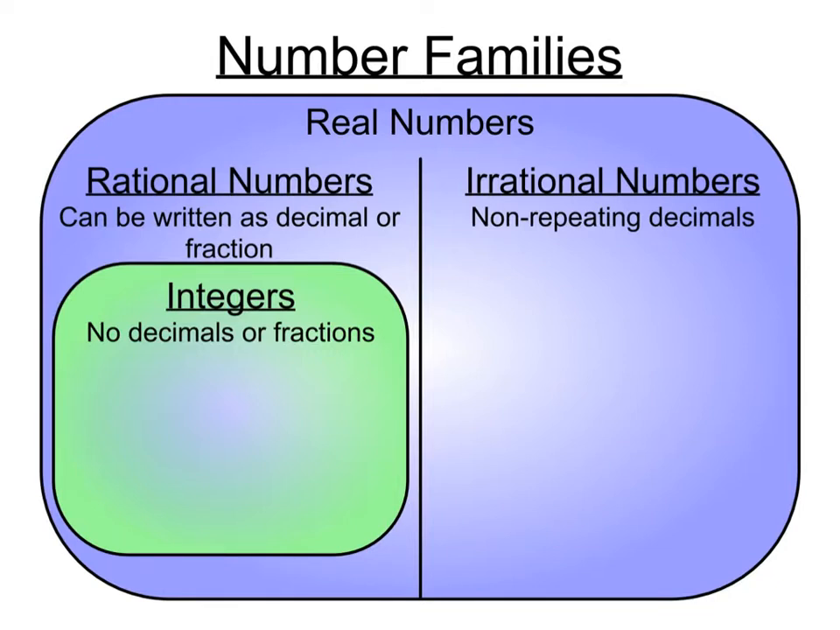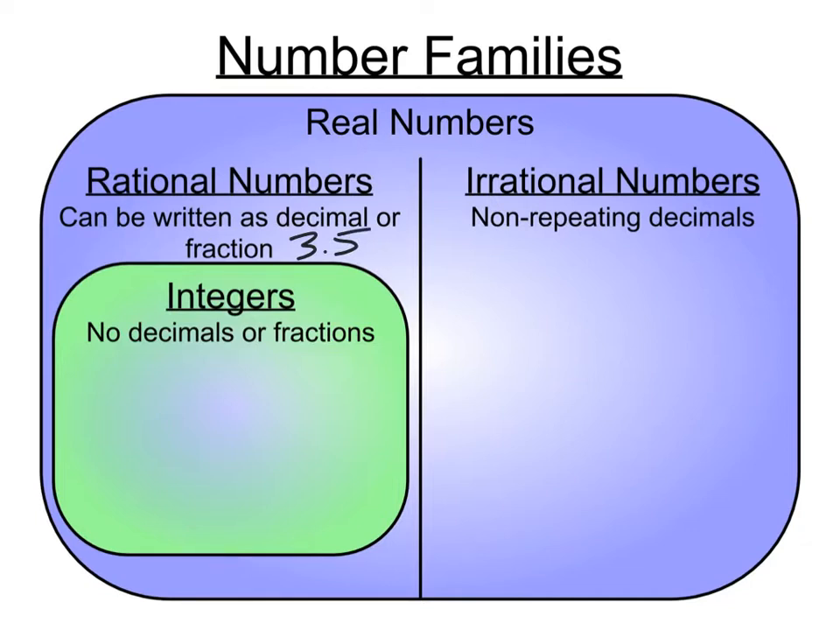Like, for instance, if I gave you the number 3, that is an integer because it has no decimal or fraction attached to it. But if I give you 3.5, that's no longer an integer. By making it 3.5, we then kicked it out into rational.